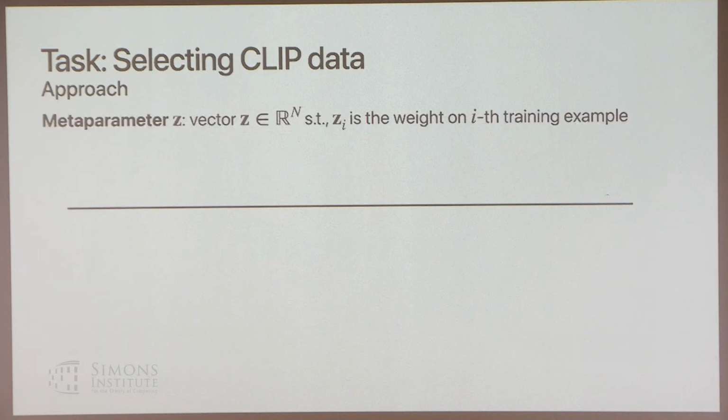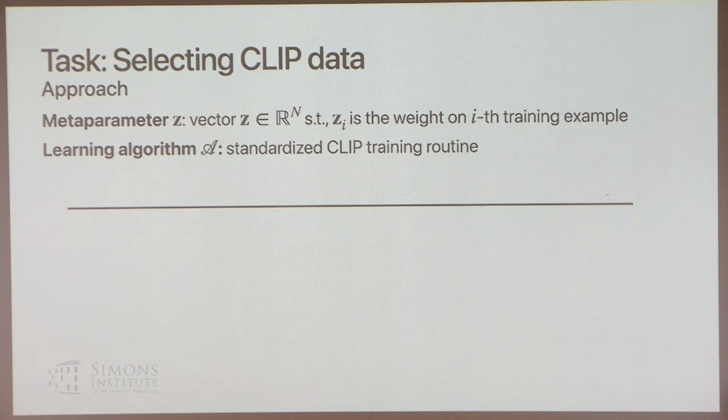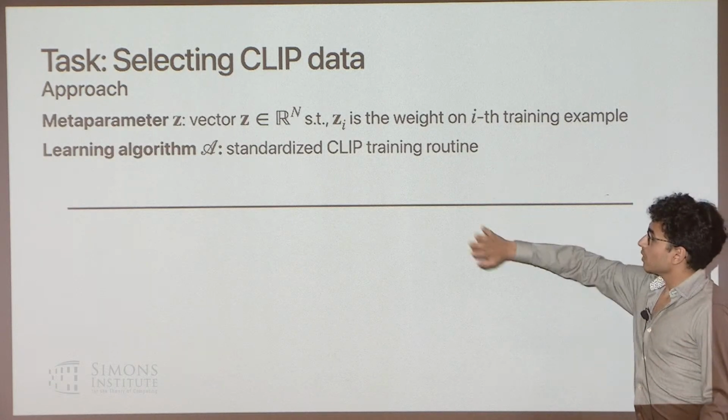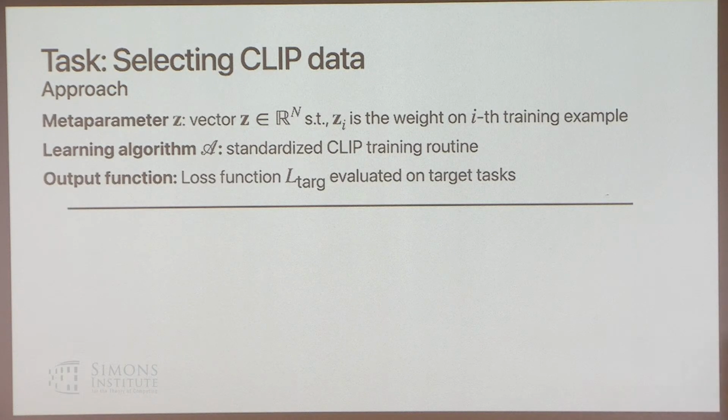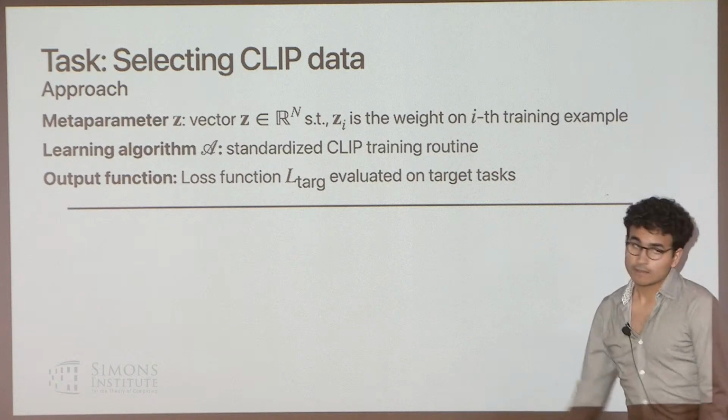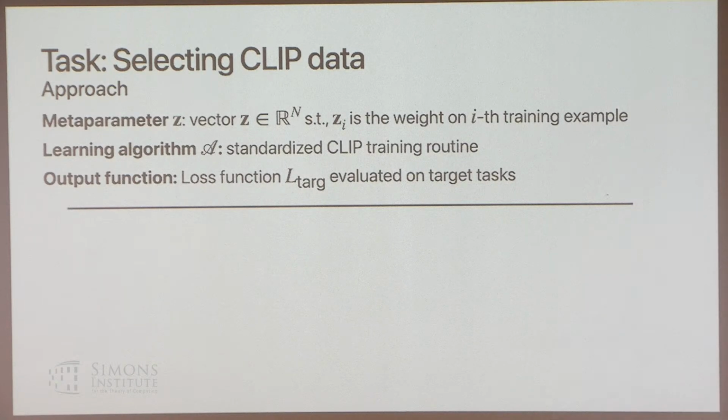OK, so what's our approach? Our meta parameter z is, again, going to just be a vector that's the size of the training data set, where each element of this vector is going to be some weight that we put on the ith training example. The learning algorithm, in this case, I'm going to look at CLIP data selection. So it's going to be a standardized, off-the-shelf training routine that we're not going to change. Finally, the output function is going to be some loss function evaluated on a bunch of target tasks. And I'll give the exact setup on the next slide. And our algorithm is going to be as follows.